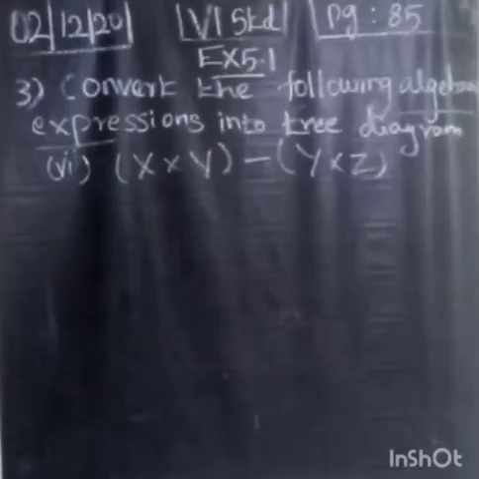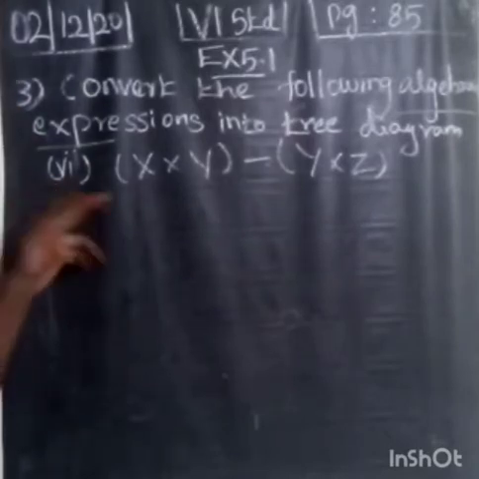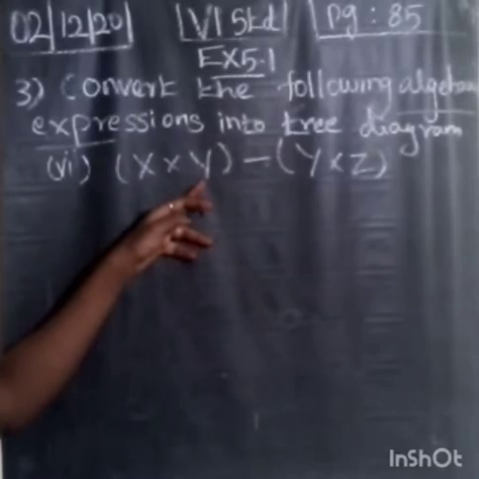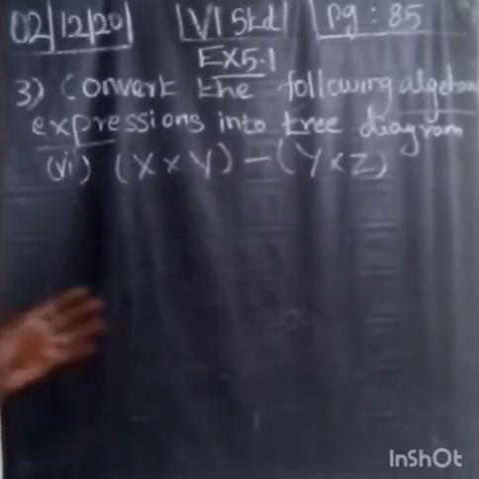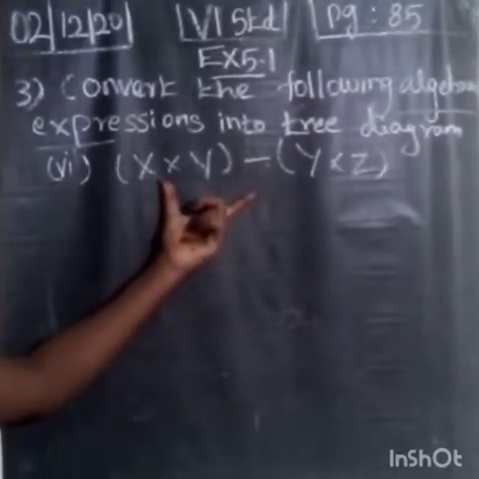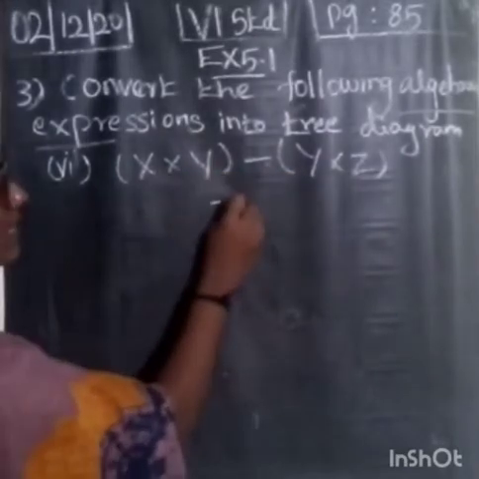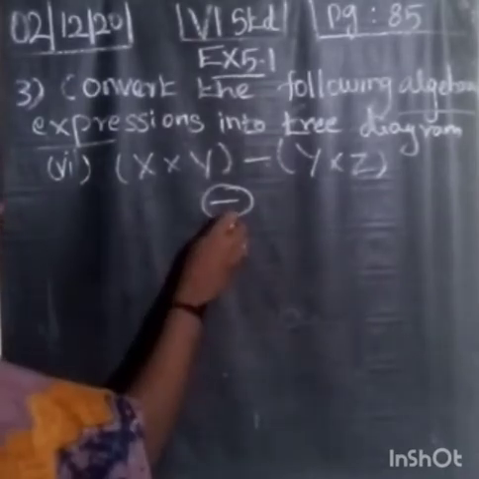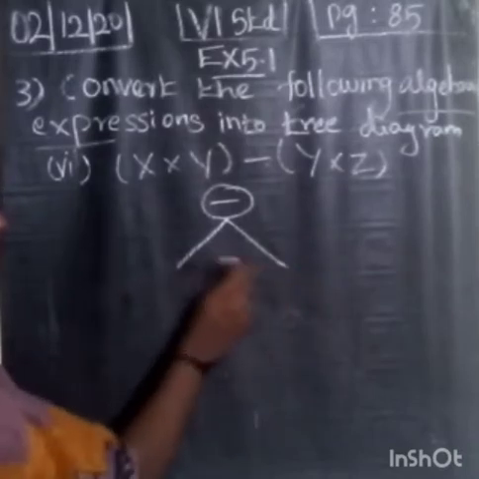The next question, the same question number 3, subdivision 6: x multiplied by y minus y multiplied by z. Here the algebraic expression is x cross y minus y cross z. The operation is subtraction, so subtraction splits into two branches.